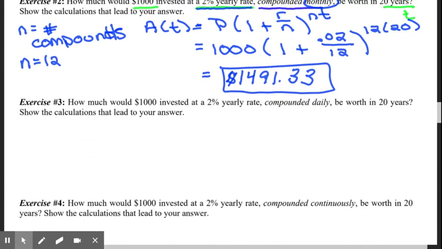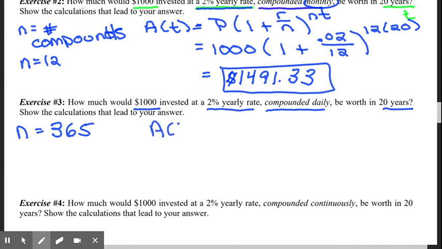Exercise number 3. Same idea. Our P value is the same, our rate is the same, but this time we're compounding daily. And we still have 20 years. So instead of monthly, which is 12 compounds, daily, there's 365 days in the year. I'm going to use the same formula as above, and I'm going to write it because we should always write what formula we're using. It's like an introduction sentence to a paragraph.